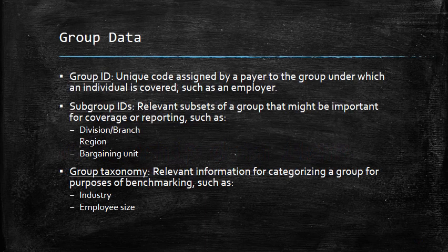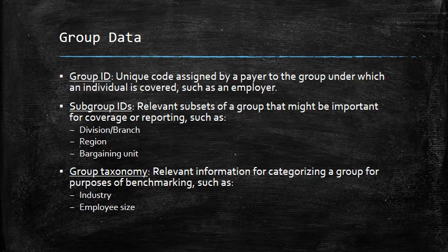The first category of data is data about the group that the member belongs to. There'll be a group ID, which will be a unique code assigned by that payer to the group under which the individual is covered. That could be an employer, it could be a union, it could be any of the other groups we talked about in a previous session.